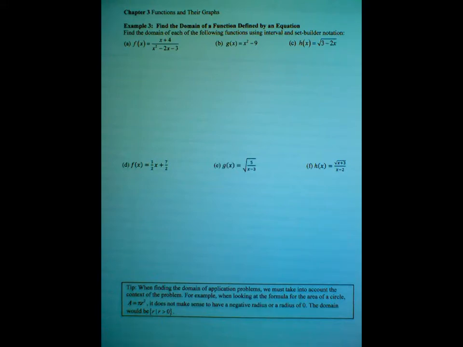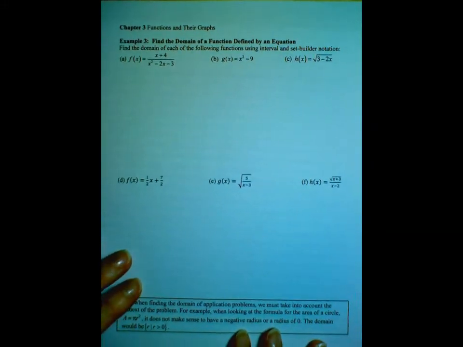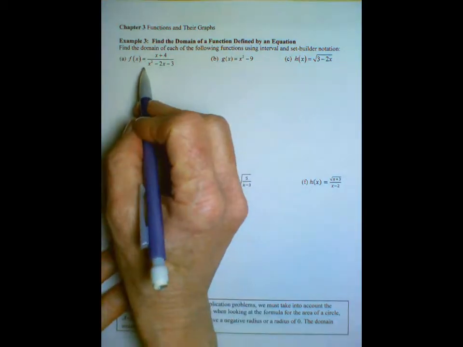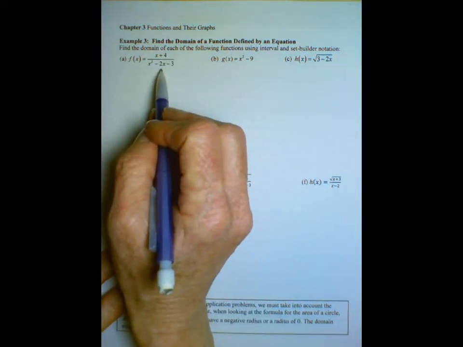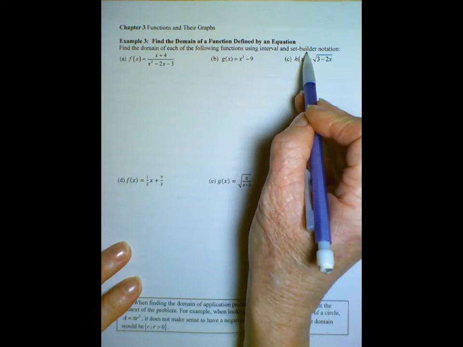And if we have a variable under a radical of even index, such as square root, we have to exclude any values for x that would make that radicand negative, because that would be an imaginary number and we need real numbers. So that's our thought process as we go through these examples. Okay, in the first one, we're to define the domain and put it in interval and set builder notation.